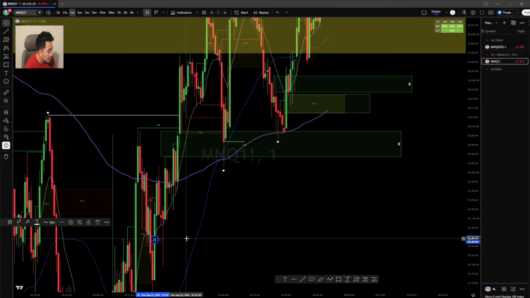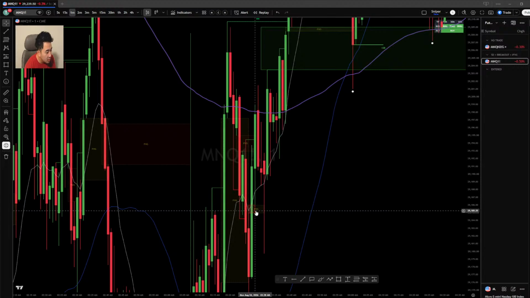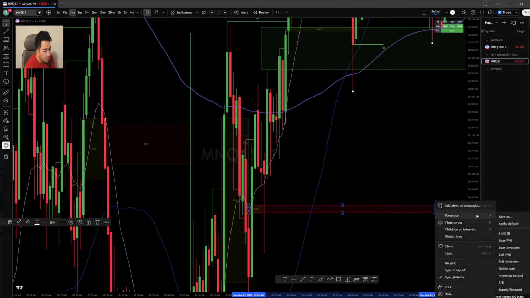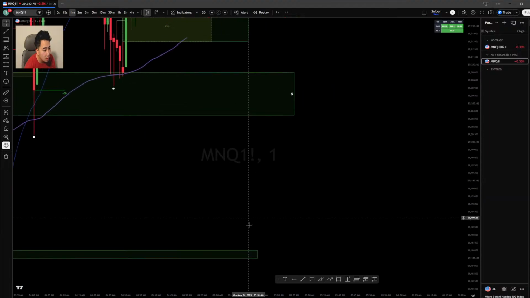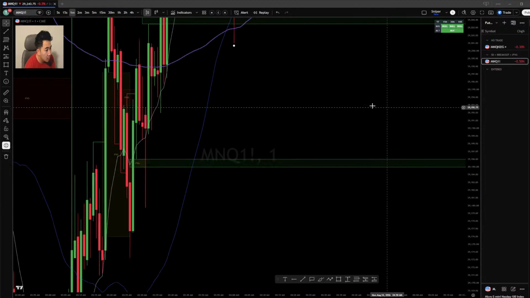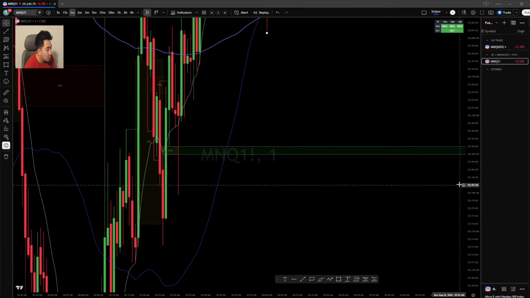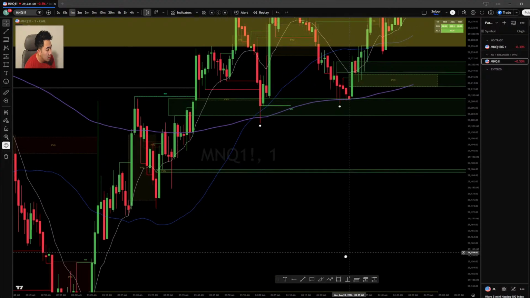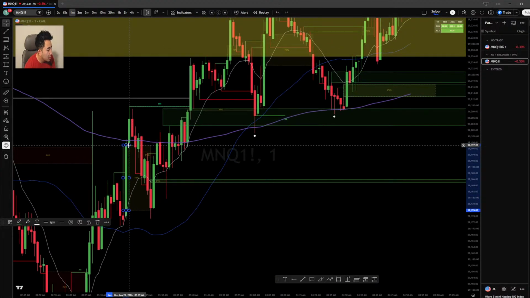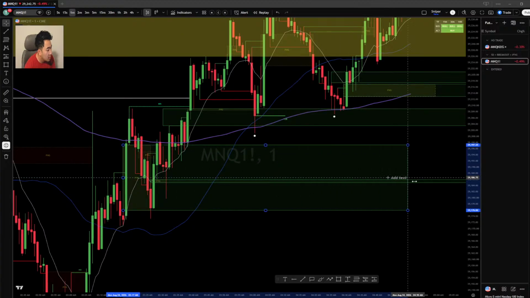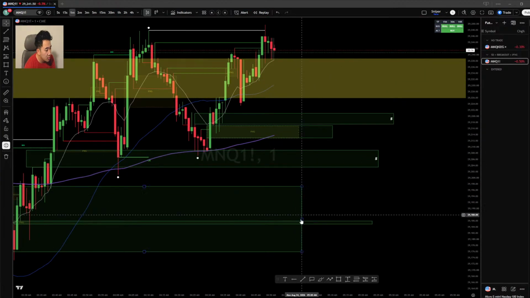Here's a bullish gap that's pretty small. It's hard to see here. Bullish gap here. And this is also a bullish gap right here as well. Lots of bullish gaps.